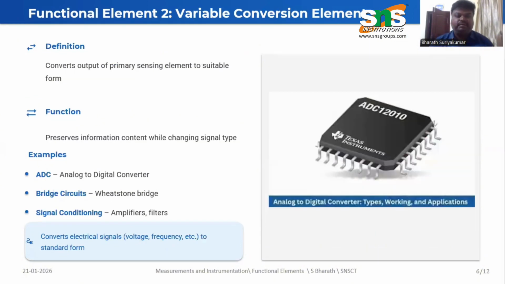The next element is the one which converts the output of a primary sensing element to a suitable form, which is called the variable conversion element. The main function of this element is to preserve information content while changing signal type. Examples of such elements are ADC, analog to digital converters, bridge circuits like Wheatstone's bridge, and signal conditioning elements like amplifiers. They convert the electrical signal's voltage or frequency to the form that is standardly required.